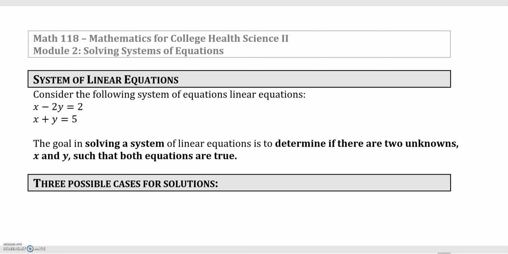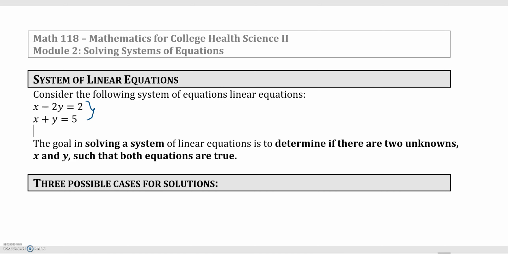Welcome to the first video for Module 2, Solving Systems of Linear Equations. Here we have a system of linear equations. Notice they're both equations of lines, so independently they are equations that we would have seen in Module 1. Our goal in solving this system of linear equations is to determine if there are unknowns, x and y, that satisfy or make both of our equations true.